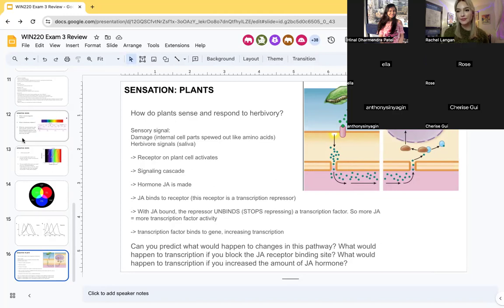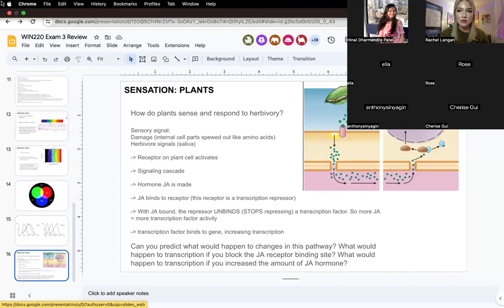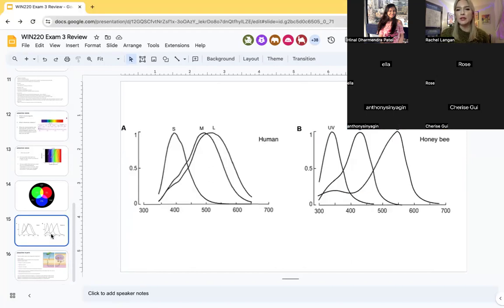Yeah, question? I was wondering, can you go over again the graphs for honeybee and humans? Yeah. So my point here was just to show that bees have photoreceptors that are responsive to electromagnetic radiation that is different than humans. So they can see over a wider range than humans can. They can actually see into the UV range, which humans cannot.